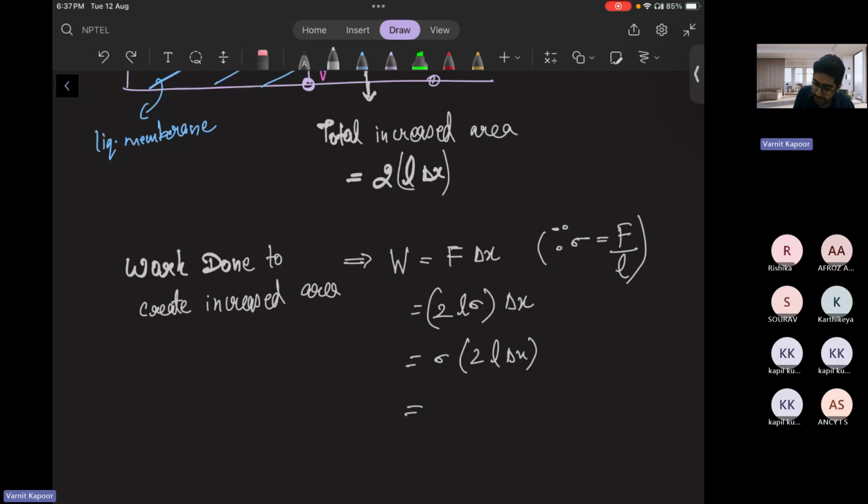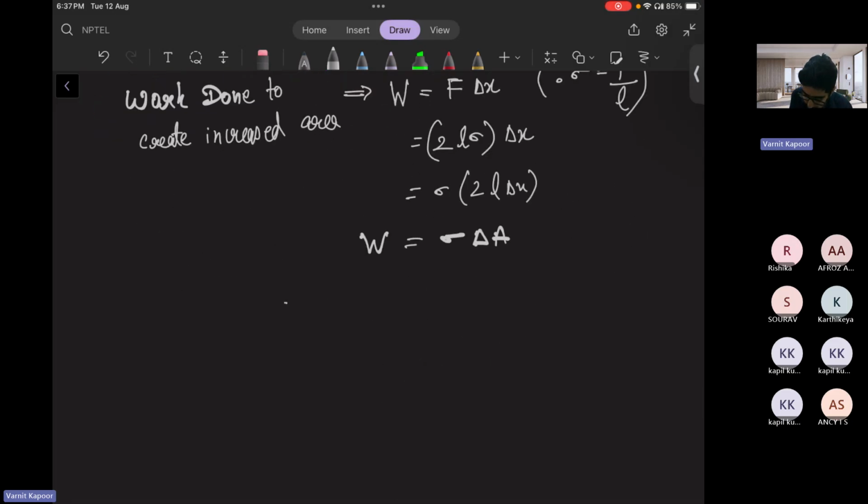So that can be said as delta A. Sigma into delta A is your work. So surface tension is work done per unit area, and work done is nothing but a form of energy. There are 2 forms of energy which you will study in thermodynamics: heat and work. Heat is because of the presence of a temperature difference, and work is because of the presence of mechanical forces. So work done per unit area.